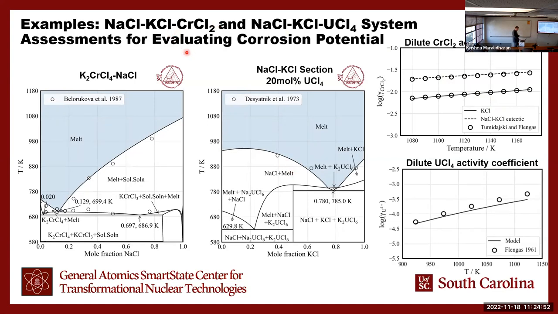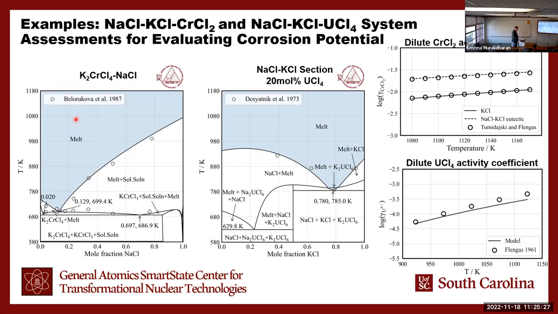The sodium potassium chromium chloride: why do we care about chromium? Because it's the most susceptible component in structural alloys in molten salt reactors. Molten salt reactors are going to use high nickel alloys as structural materials. They need a bit of chromium in them. However, chromium is the most susceptible to forming. So that's important.